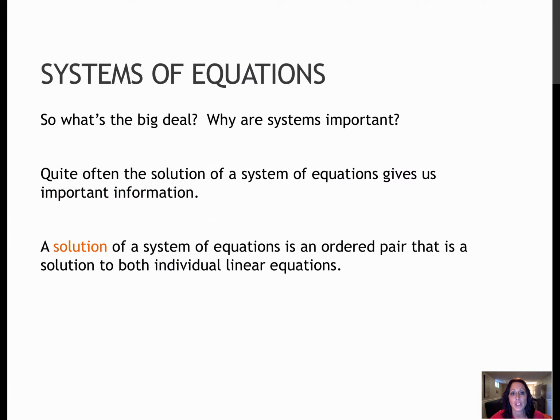Why is it important? Quite often we're going to look for being able to model a situation with two or more linear or sometimes nonlinear equations, and we're going to be looking for the solution to that system. A solution to a system is an ordered pair that is a solution to both individual equations. So we're looking for that point where the two lines would cross.